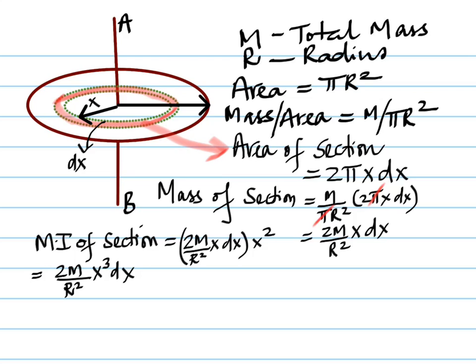We're on the last step. You got the moment of inertia of that section, didn't you? How do you find the moment of inertia of the whole disk now? The whole disk is made up of sections like this, whose radius changes from 0 to r. What is the radius of the smallest section? 0. What's the radius of the biggest one? r. So you integrate between limits 0 to r.